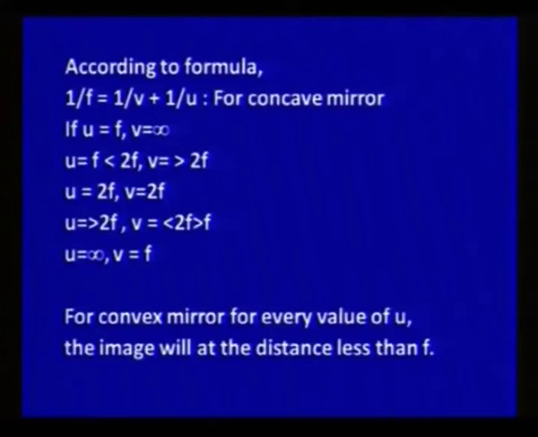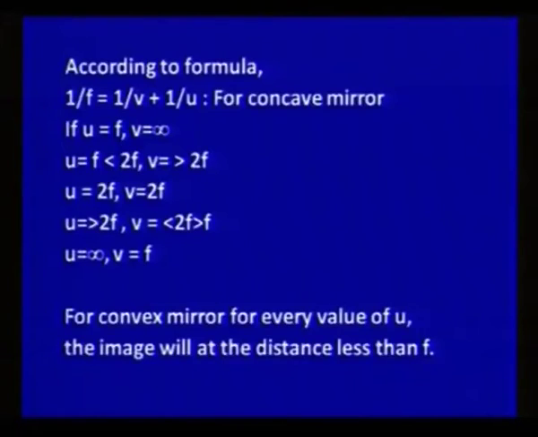If u is greater than 2f, that is beyond the center of curvature, then the image will be formed between f and 2f, that is between the focus and the center of curvature. If u is very large, equal to infinity, the image will be formed at the focus. For a convex mirror, for every value of u, the image will be at a distance less than f. It will always be virtual, erect and smaller in size, as you have seen in the first diagram.